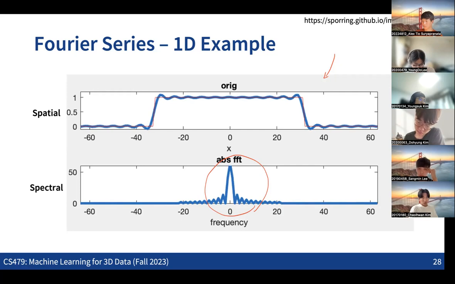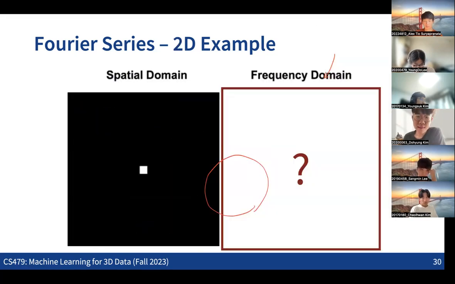Can you do the same thing for the 2D case as well? Now we have this square function not in the 1D space, but in the 2D space like this. Then we are also going to have basis functions in the two-dimensional space with some frequency along the x-axis and also the y-axis. If we convert the square function in the 2D spatial domain into the frequency in the two-dimensional space, what outputs will we see? Can you guess?